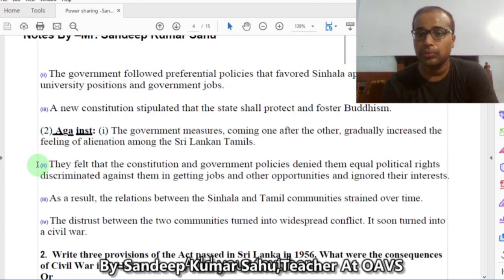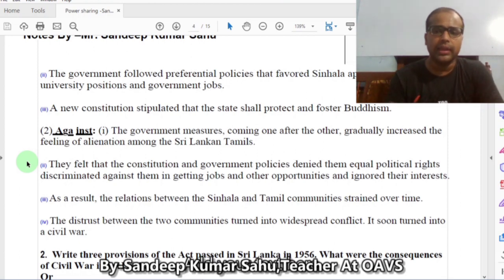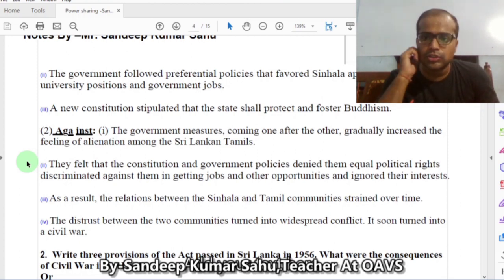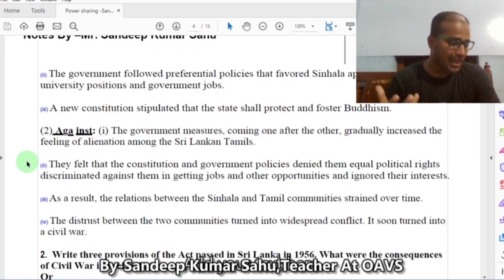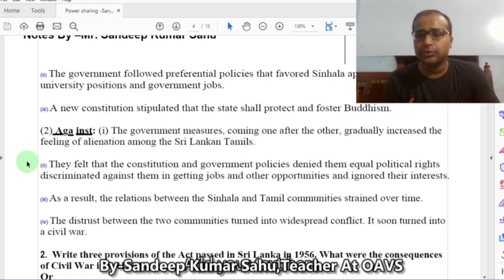Second is, what are the measures against them? The government measures coming one after the other gradually increased the feeling of alienation among the Sri Lankan Tamils. So the measures taken by the Sinhala leaders who were in government, coming one after another, gradually proved that the feeling of alienation, meaning estrangement, grew among the Sri Lankan Tamils. So the Sri Lankan Tamils became alienated from the Sinhala leaders.